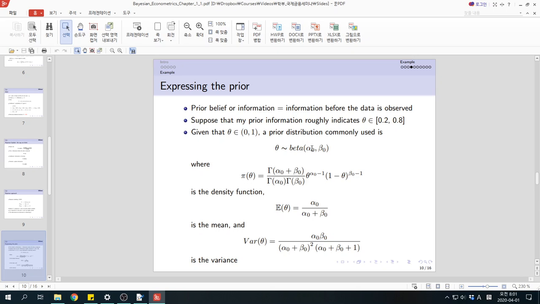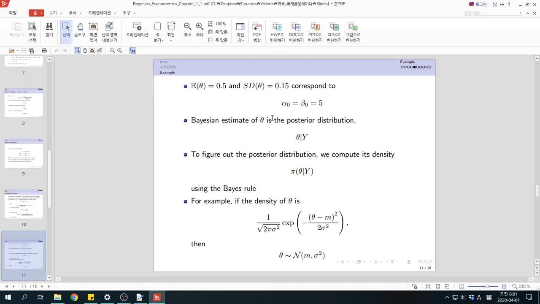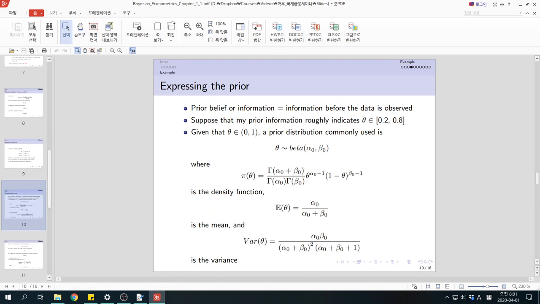So alpha 0 is not the mean, and beta 0 is not the variance. The mean and variance are determined by alpha 0 and beta 0 together. Suppose alpha 0 and beta 0 are 5, because I believe that theta must be between, it's not necessary, but roughly I would say with a probability of 90% or 95%, I strongly believe that theta must be between 0.2 and 0.8. Of course, it could be 0.1 and 0.9, but such probability is very low. But roughly, with 90% probability, I believe that theta must be between 0.2 and 0.8. That means the mean is 0.5 and 2 standard deviations is 0.3, right?